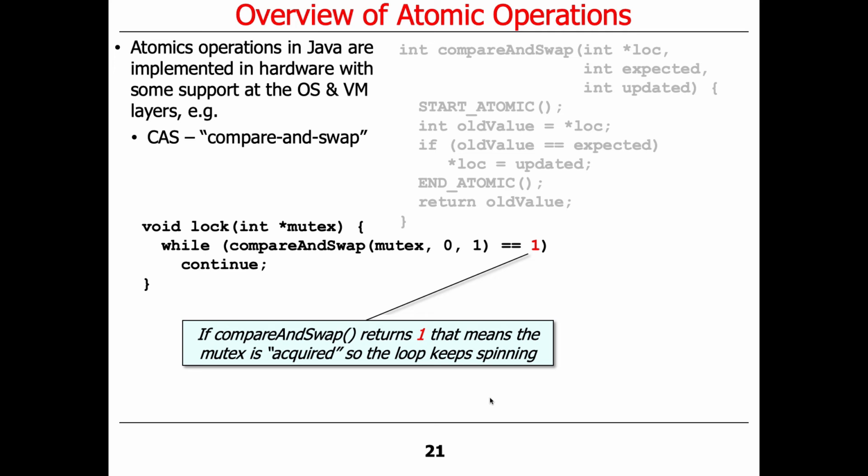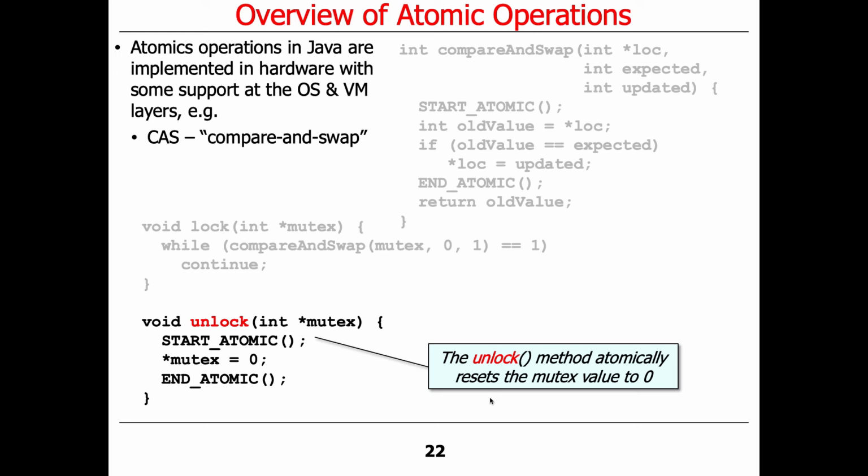When it is 0, that means someone has released it, and then when we atomically set it to 1, it'll return the old value, which will be 0. So this loop stops when the return value equals 0. And here's what the unlock method does.